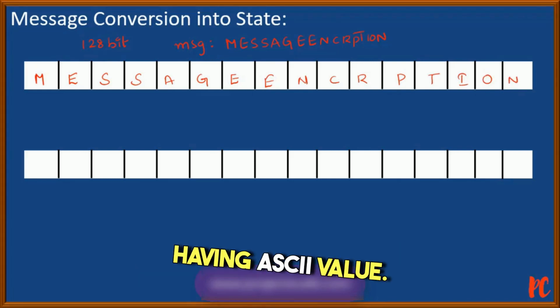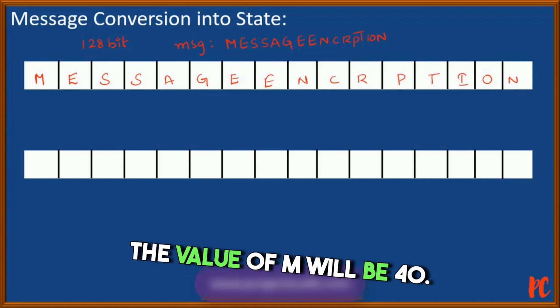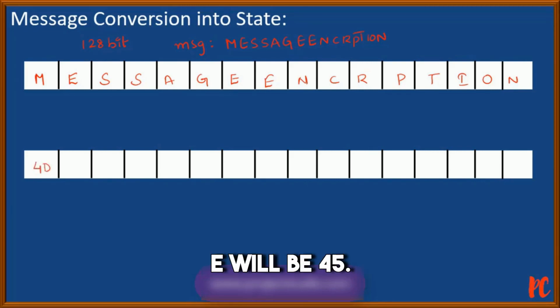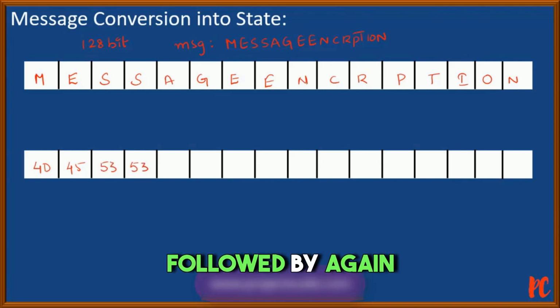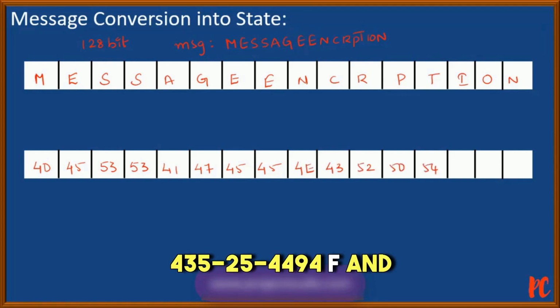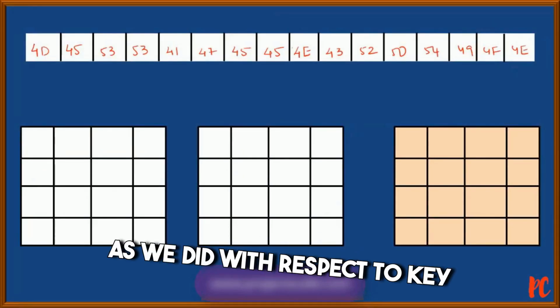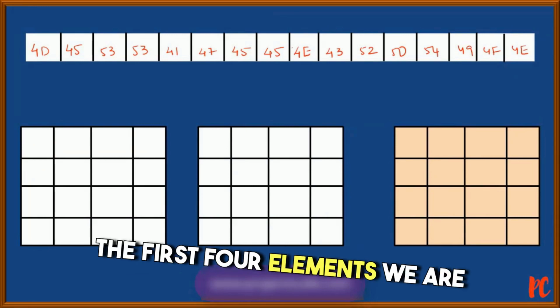As we did earlier, we are going to convert the same here. Every character has an ASCII value, and I am representing its hexadecimal value here. The value of M will be 4D, E will be 45, S will be 53. Similarly, again S, so 53 again, followed by 41, 47, 45, 45 again, 4E, 43, 52, 50, 54, 49, 4F and finally 4E.